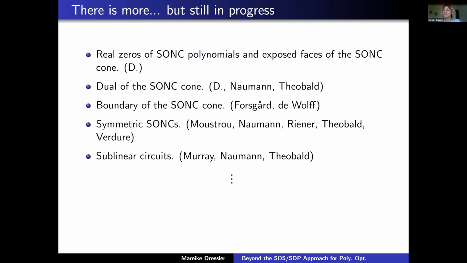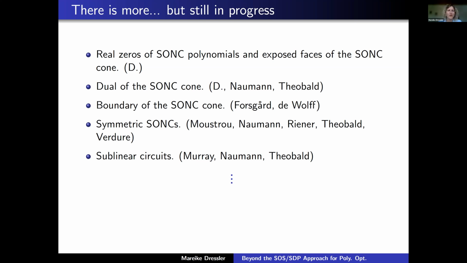Then there is more, clearly, that has been done by now. But in fact, I also want to highlight that this research about SONC polynomials and the SONC cone is very much in its adolescence. So it is not as mature as the SOS research yet.